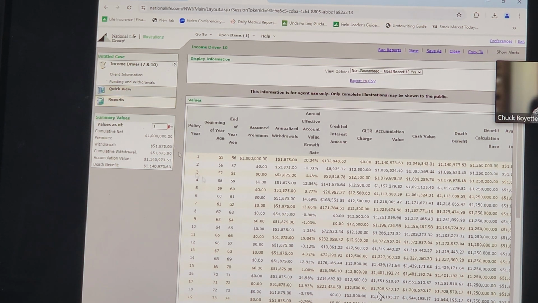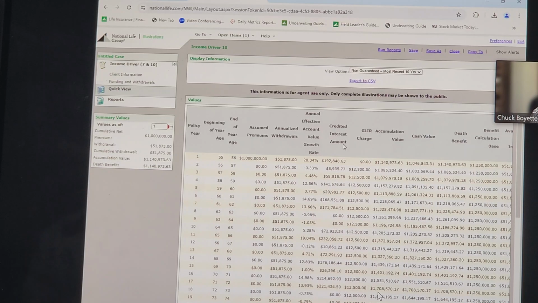And this is it. So he puts in $1 million, and he's going to turn on income right away. That income is $51,875, and that is guaranteed. It's guaranteed for life. Okay, and then you can see, based upon the crediting strategies that we selected, the annual effective account growth rate, and it gives you the credited interest amount every year.